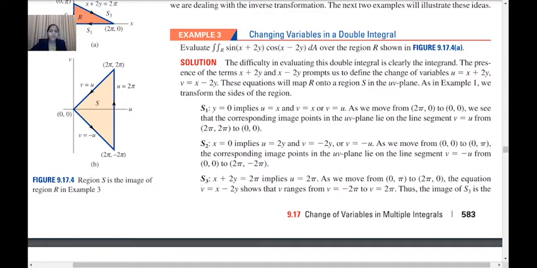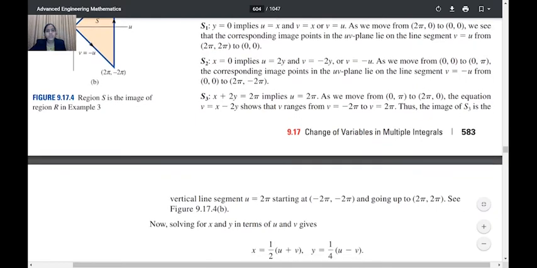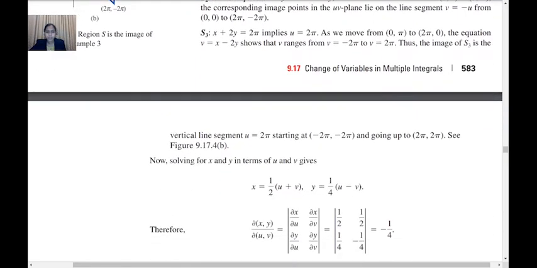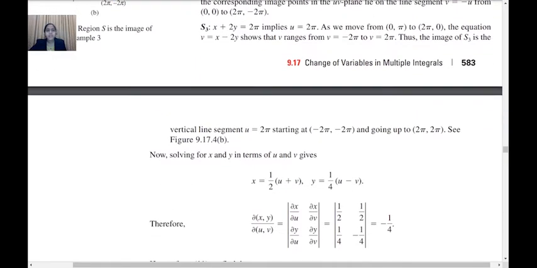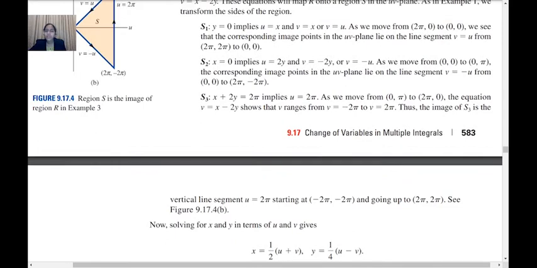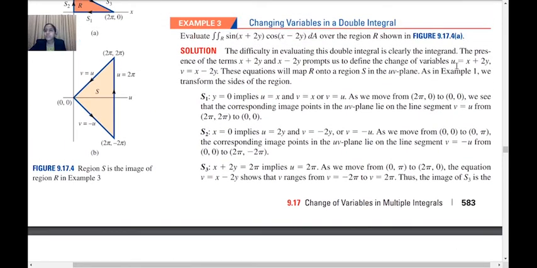Now with the help of this Jacobian, we are going to evaluate the double integral. So for that we have to find dou of x, y by dou of u, v, right? So here we have u is equal to x plus 2y and v is equal to x minus 2y. So what will be the value of x?